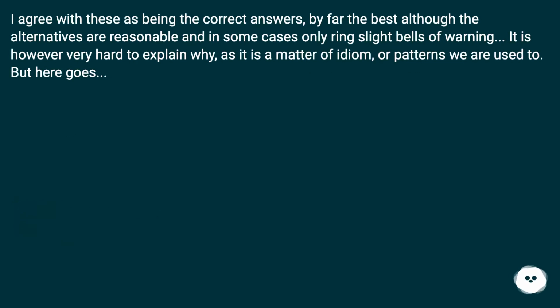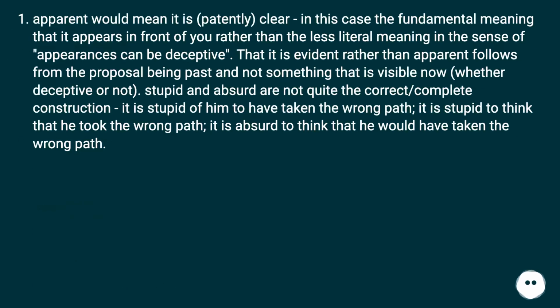I agree with these as being the correct answers, by far the best, although the alternatives are reasonable and in some cases only ring slight bells of warning. It is however very hard to explain why, as it is a matter of idiom, or patterns we are used to. But here goes. "Apparent" would mean it is patently clear, in this case the fundamental meaning that it appears in front of you, rather than the less literal meaning in the sense of "appearances can be deceptive." That it is evident rather than apparent follows from the proposal being past and not something that is visible now, whether deceptive or not. Stupid and absurd are not quite the correct or complete construction.